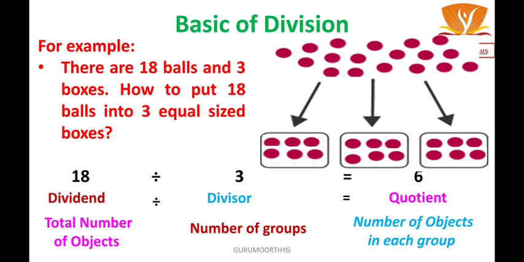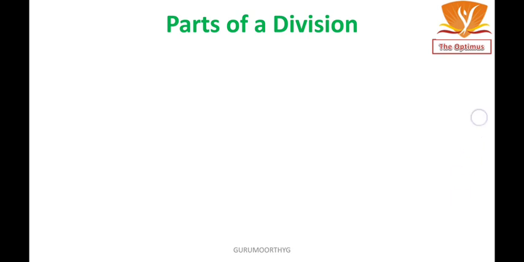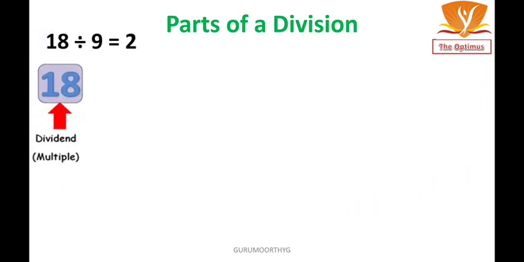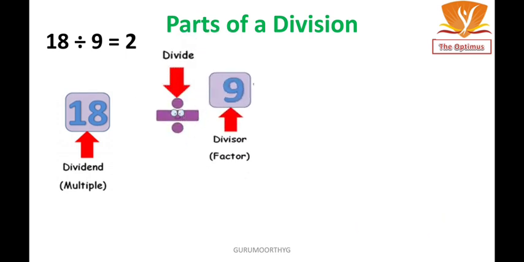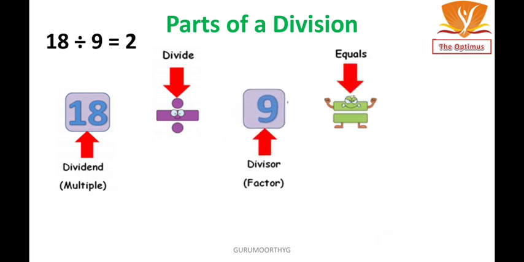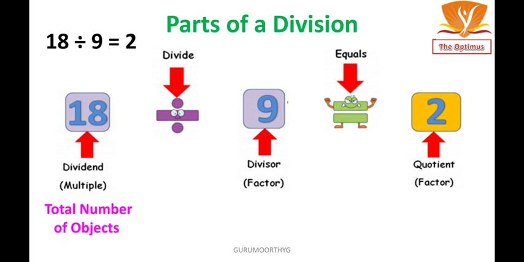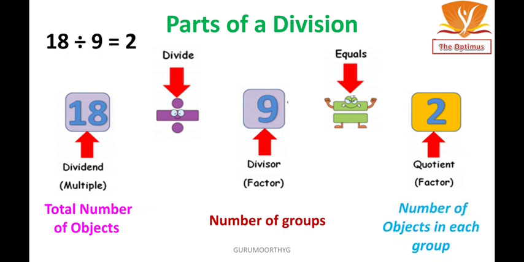Next topic is parts of division. Example, 18 divided by 9 equals 2. Here 18 is the dividend. Next, the division symbol. Next, 9 is the divisor. Next, the equal symbol. Next, the quotient. In multiplication, the dividend is nothing but the multiple. Divisor and quotient are factors, isn't it? Dear kids, we know the dividend is the total number of objects. The divisor is the number of groups. The quotient is the number of objects in each group.